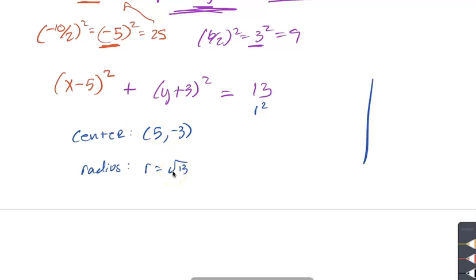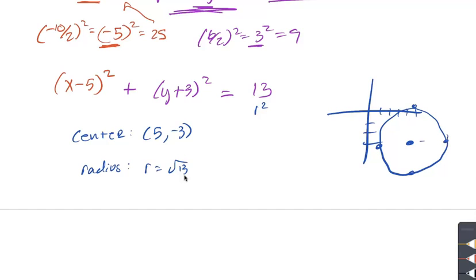So if I wanted to graph this, I go to 5, -3. The square root of 13, that's an estimate, it's about 3.4. So I'm going to go up 3.4, right 3.4, down 3.4, and left 3.4. I guess that looks like this. Again, this is a sketch, not a perfect circle. That's the idea.